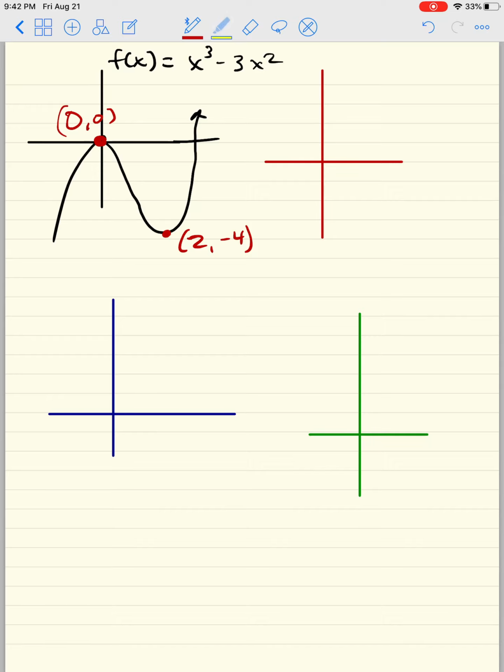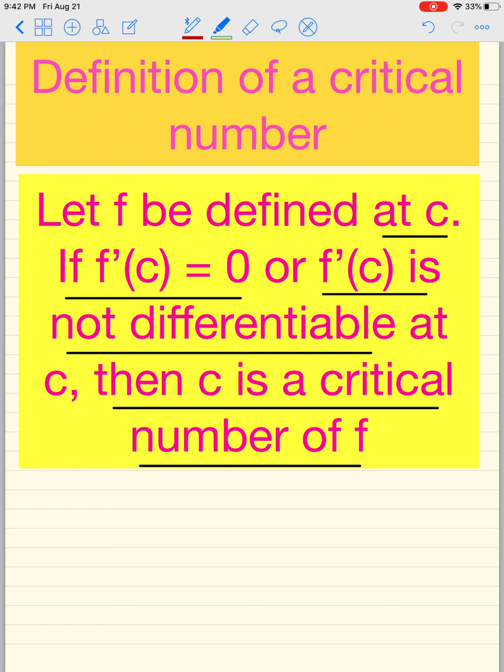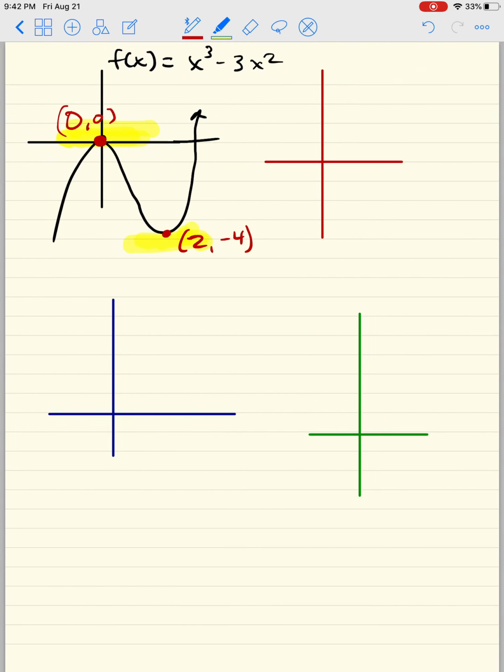If you take a look at the slope at x equals 0, the slope is 0. And if you take a look at the slope at 2, negative 4, the slope is also 0. Now, at x equals 2, the slope is 0. At x equals 0, the slope is 0, okay? So what I was referring to in this example by that C, there's two of them. One of them is 0 and one of them is 2. And in both of these cases, the derivative is equal to 0, which means the slope is 0.